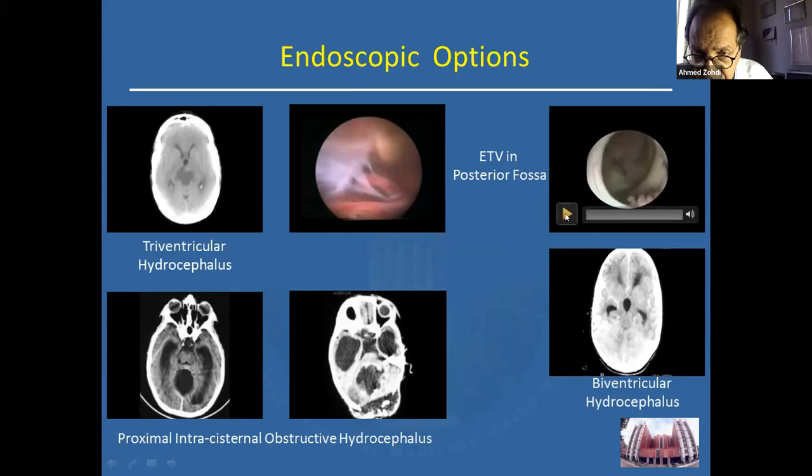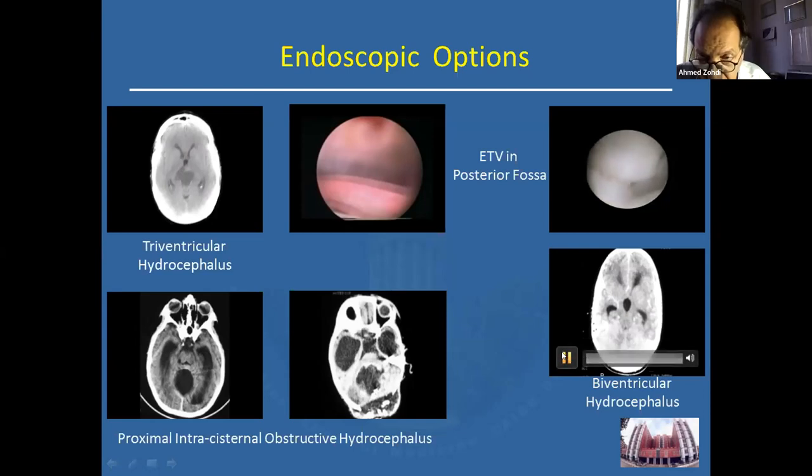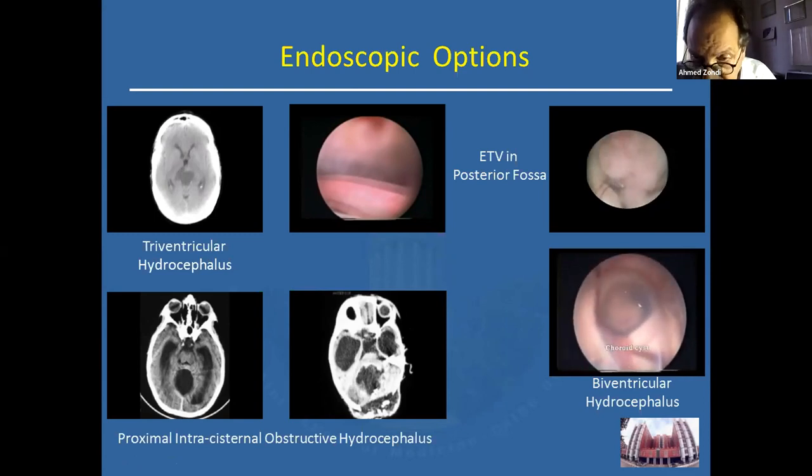This is also an interesting case where we went in and found that this was a medulloblastoma grade 4 with a seeding, totally obscuring, and there is no way to do an ETV and no way to insist on doing it. So a ventricular peritoneal shunt with a sieve was put in this patient. Another interesting case is a cyst arising from the choroid plexus and blocking the foramen of Monroe. And this was easily removable.